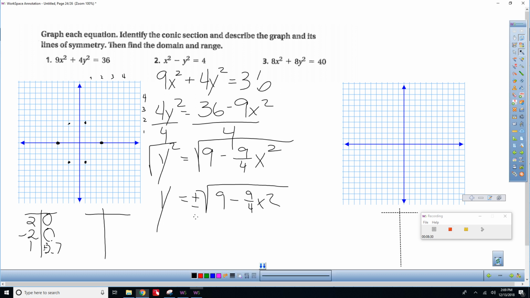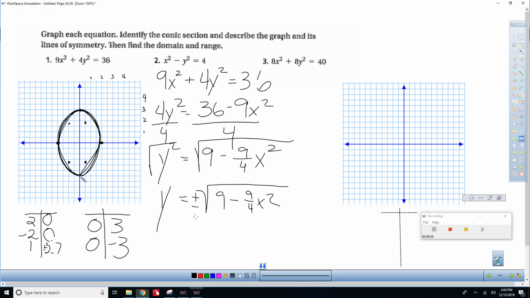Okay, well, what value would I put in if I put in a 0 for x? Well, 9 minus 0 is 9, I get a 3. Or if I put in a 0, I could also get a negative 3. Alright, so that would be here and here, and now I have an idea. This is going to look like an ellipse. Now, you would have no idea about that.